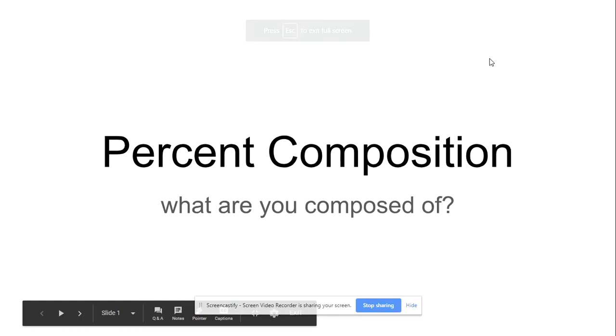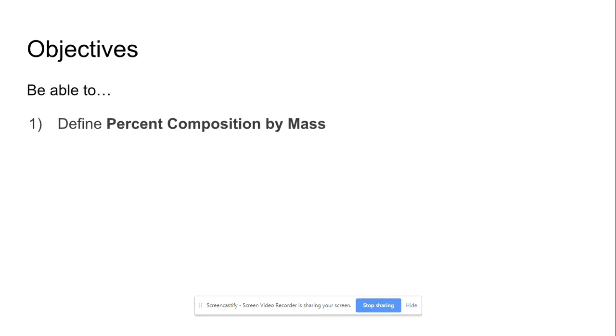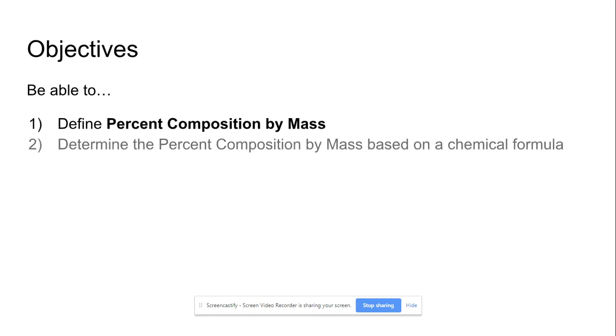Folks, in this video, we're talking about percent composition. All right, so objectives. I want you to be able to define percent composition by mass and determine the percent composition by mass based on a chemical formula.